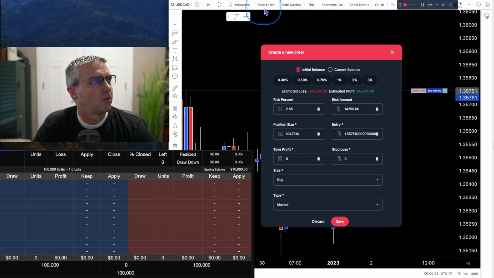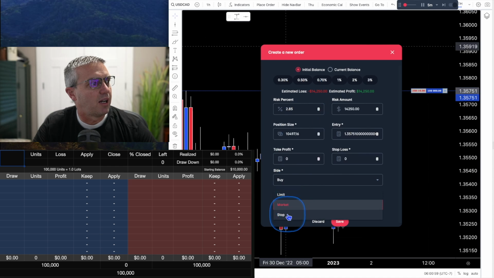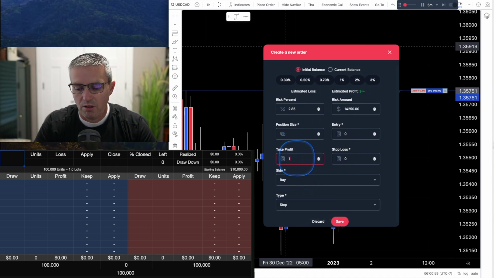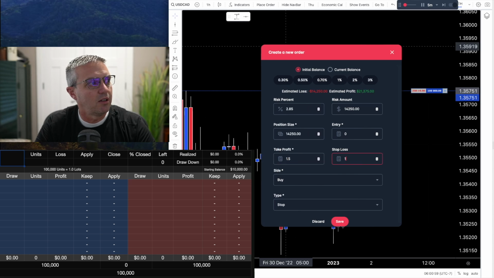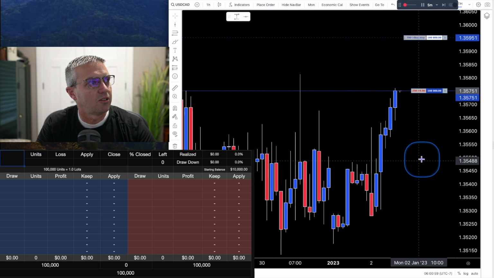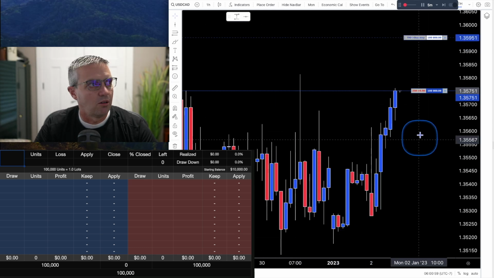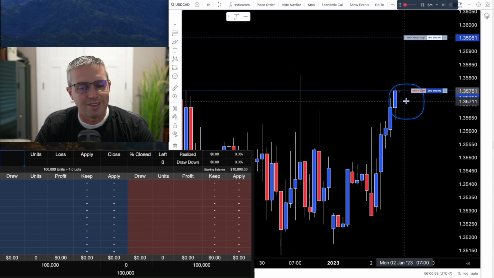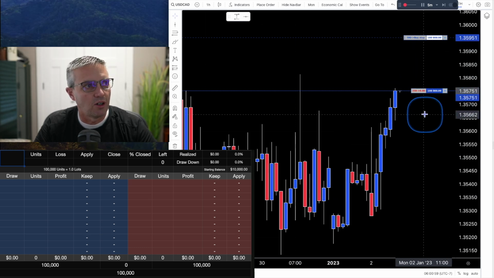So we're going to place an order, and this is going to be a buy stop. Remember, you have to put in a take profit and a stop loss. So I'm just going to put this far enough away from the market that it doesn't come into play. 1.5, 1.2, and we're going to go 20 pips above the market. 1.35951. And we have to balance. So it's going to be for 100,000 units. So we have a buy stop for 100,000 units, and we have a live short order for 100,000 units.